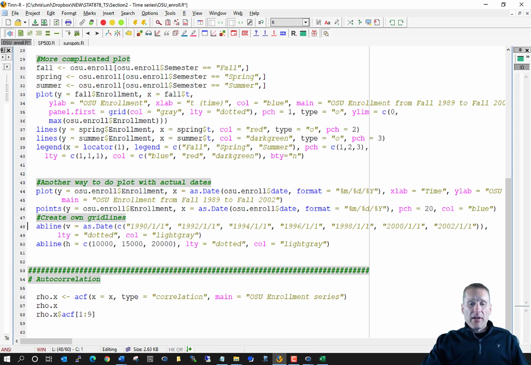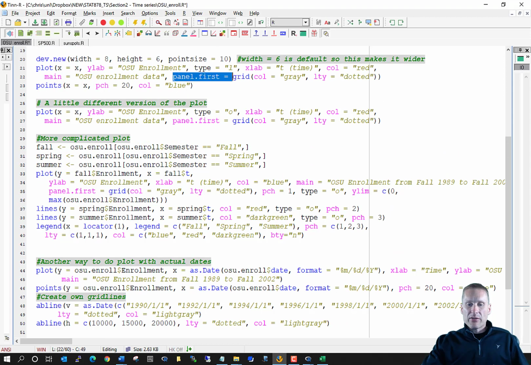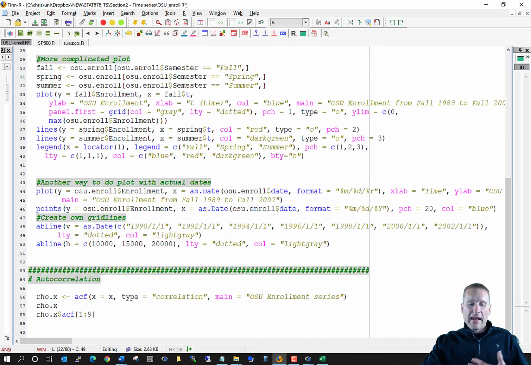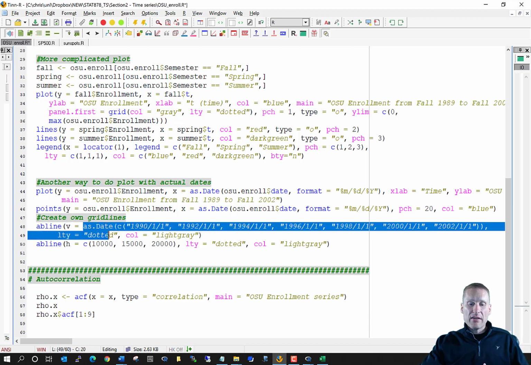Now, to get grid lines on the plot, unfortunately, I cannot use this panel.first argument that we saw before, and instead I manually draw them using the abline function. The abline function, if you haven't seen it, is a nice function in R that allows you to draw lines of the form y equals a plus b times x. That's where the name abline comes from, but it also allows you to draw vertical lines and horizontal lines on the plot. So what I'm going to do is use the abline function here with the v argument to say I want vertical lines drawn at these particular dates.